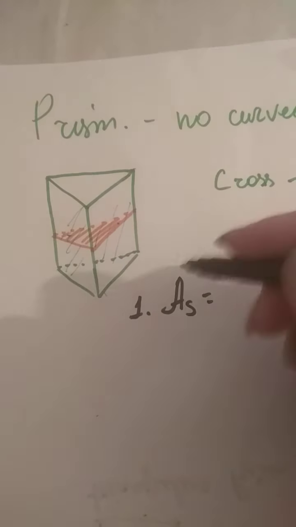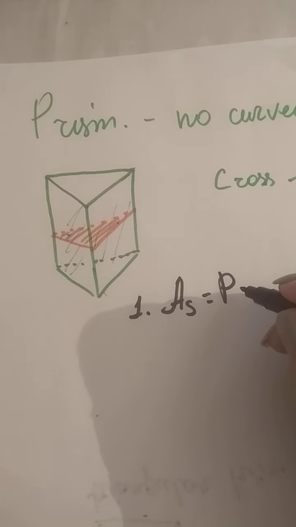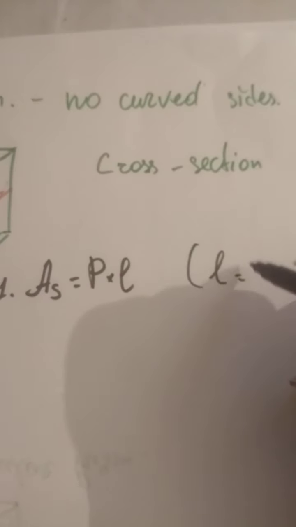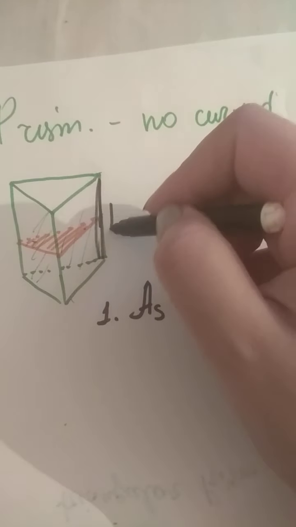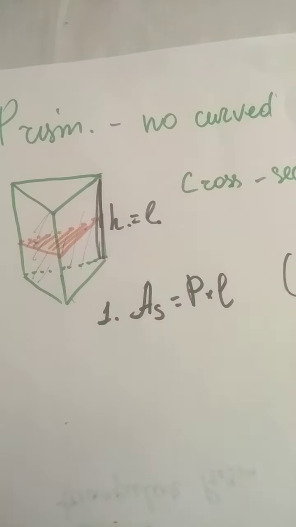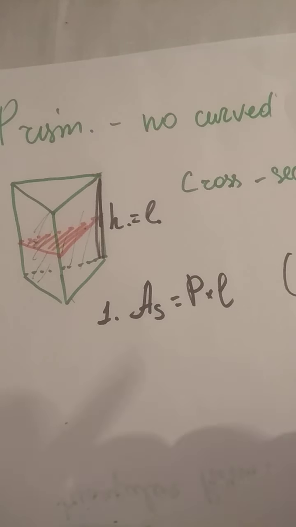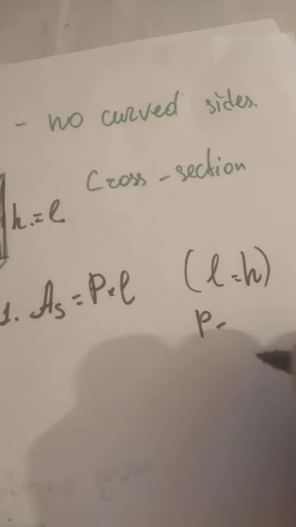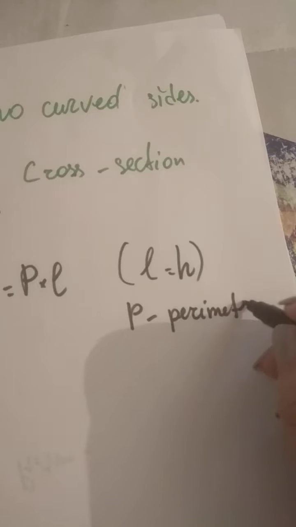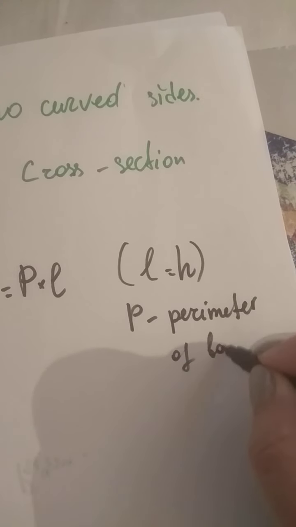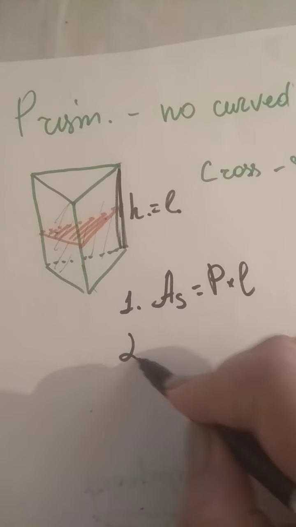So just use the perimeter of base multiplied by the length of prism. Or you can use, instead of L, look at here, the height of prism, because this one is just the height of prism, or L, the length of prism. So perimeter is what? Let's write here. Perimeter is the perimeter of what? Base or cross section.